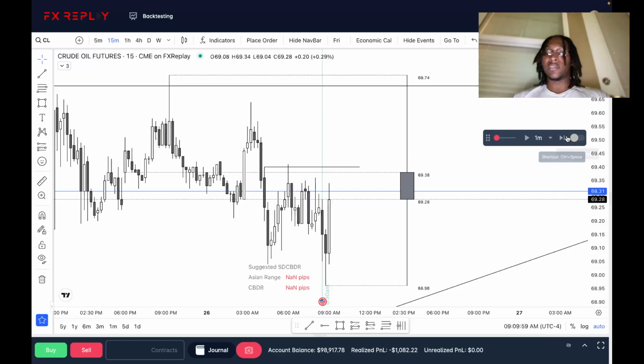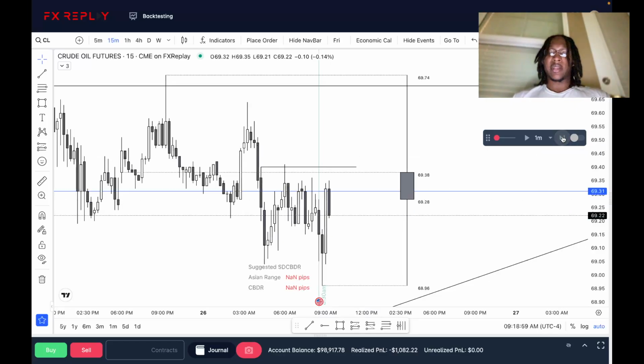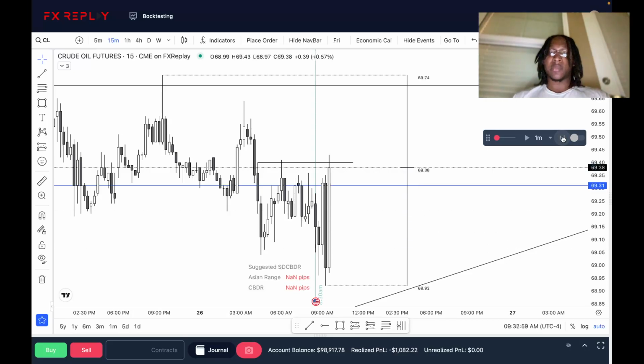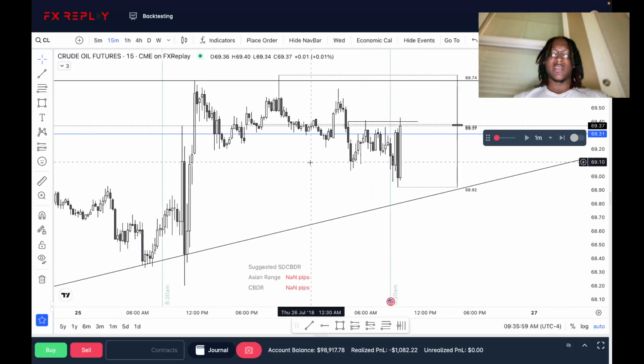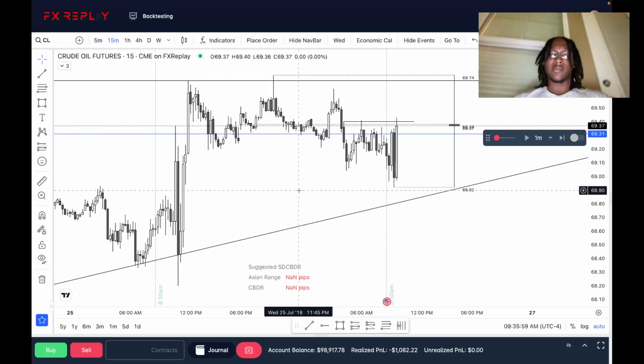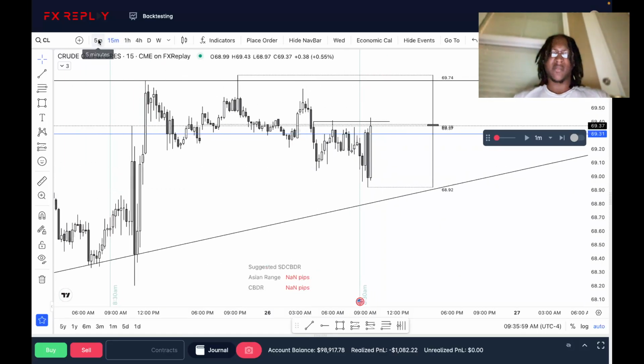So you had 8:30 moves. That's us to rally a little bit. It was 9:15. We drop significantly. And we run out outside liquidity here. Am I playing it risky if I take a sell right above these highs? I'd say so.